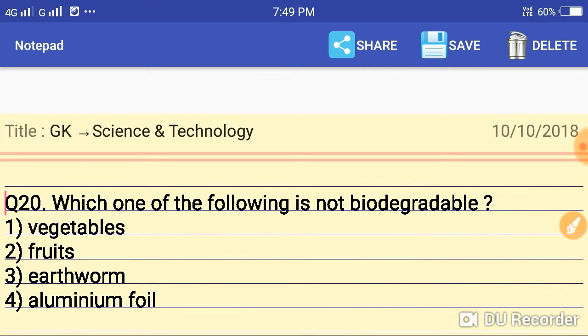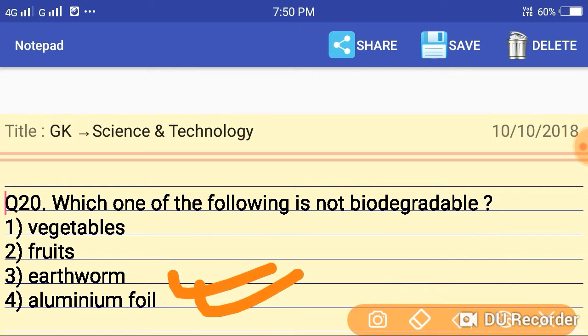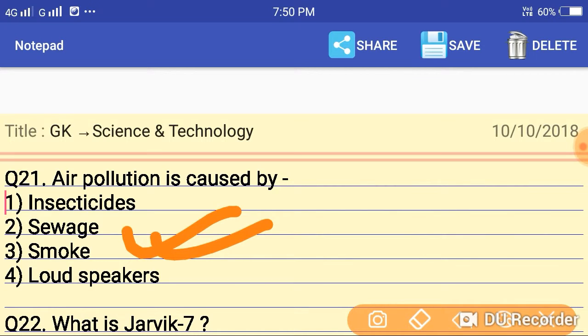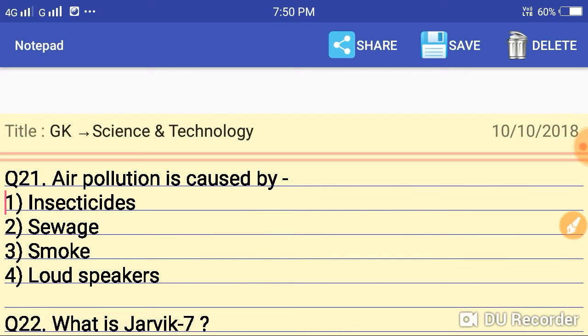Next question is here. Which one of the following is not biodegradable? This is also a very important question. Right answer is option 4, aluminium foil. Next question, air pollution is caused by smoke. Option number 3. It is a very simple question, but it is also an important question.